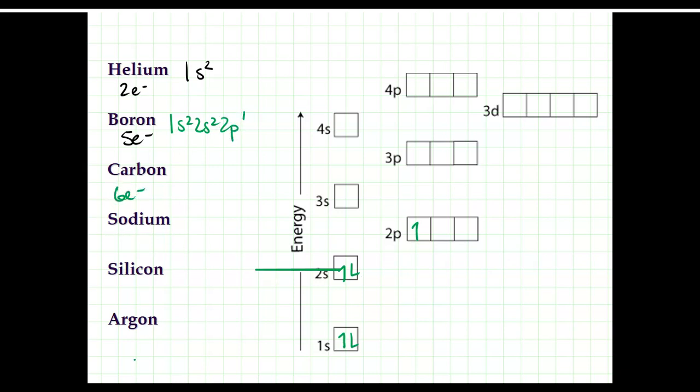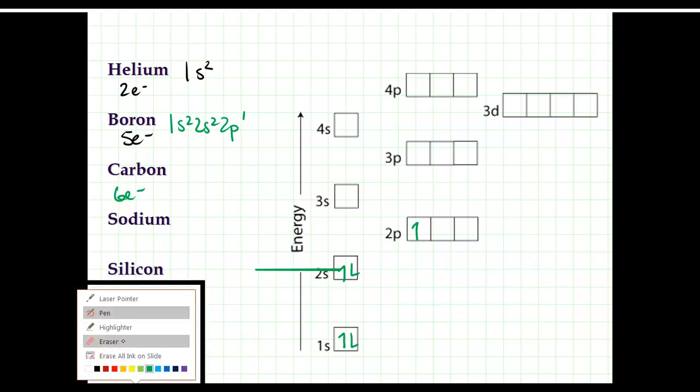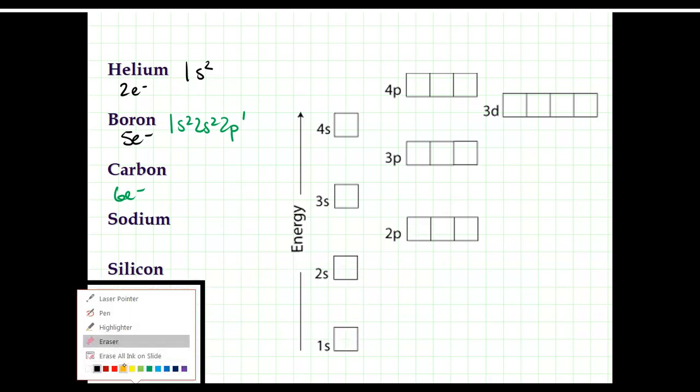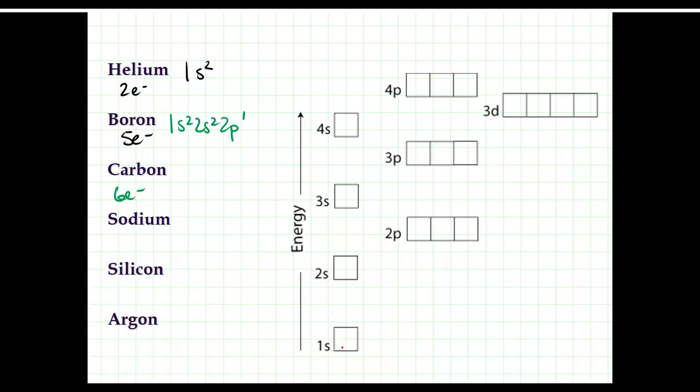Carbon has 6 electrons. I'm going to erase and start over again. Carbon, 6 electrons. 1, 2, 3, 4, 5, 6. We're going to write carbon's electron configuration 1s2 because there's 1, 2 electrons in the 1s orbital. 2s2 because there's 1, 2 electrons in the 2s orbital. And 2p2 because there's 1, 2 electrons in the 2p orbital.